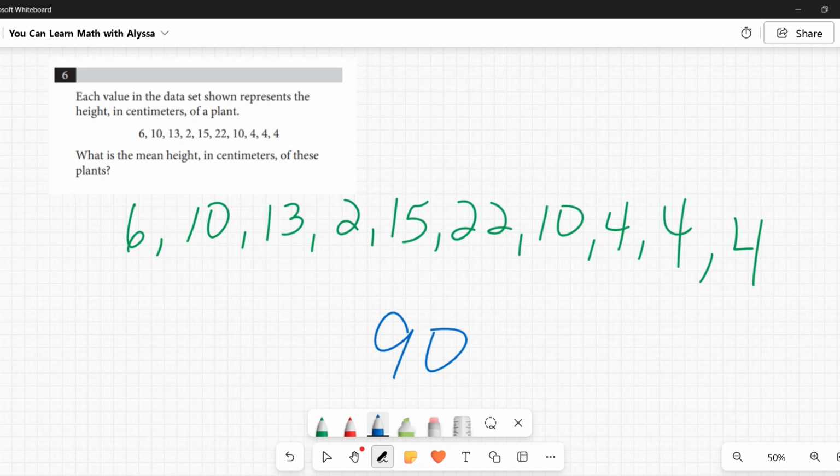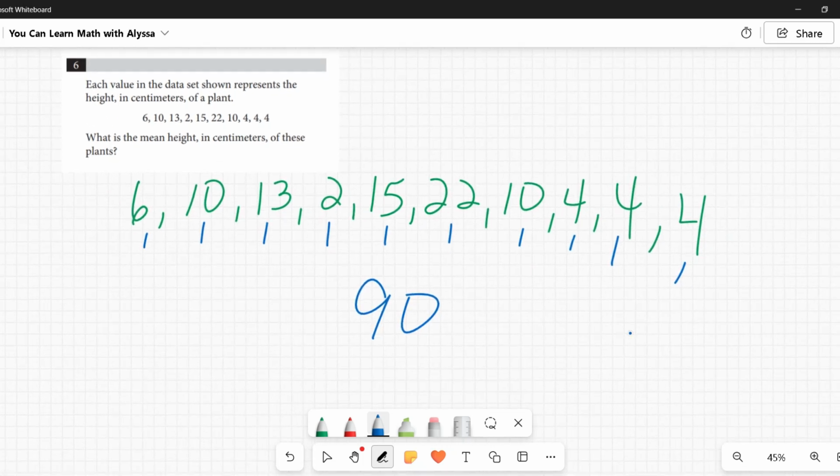So it adds up to 90, and there's 1, 2, 3, 4, 5, 6, 7, 8, 9, 10 numbers in this data set. So I would divide 90 by 10, and I get 9. 9 is the mean for this data set. That's my answer, 9.